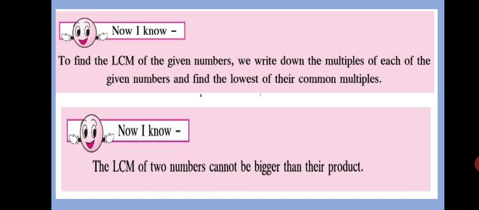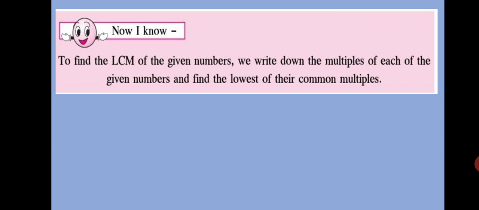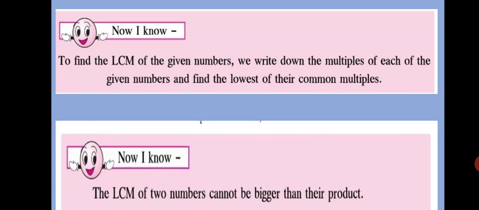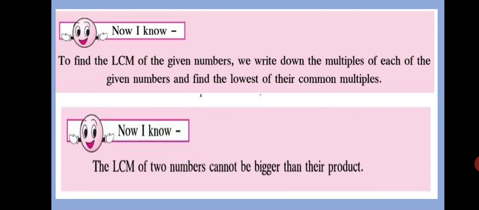You also have learned that the LCM of two numbers cannot be bigger than their product. So in the previous example, when we found the LCM of 13 and 6, 13 into 6 itself is 78. That means the LCM of any two given numbers cannot be greater than the product of the given two numbers. So this has been proved. You have to remember these two things. And now we are ready to solve our practice set.